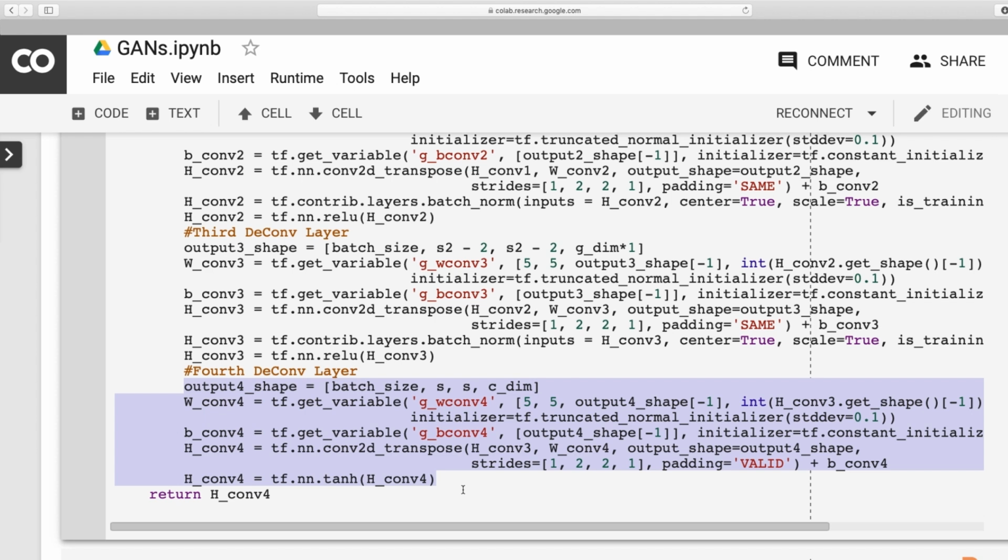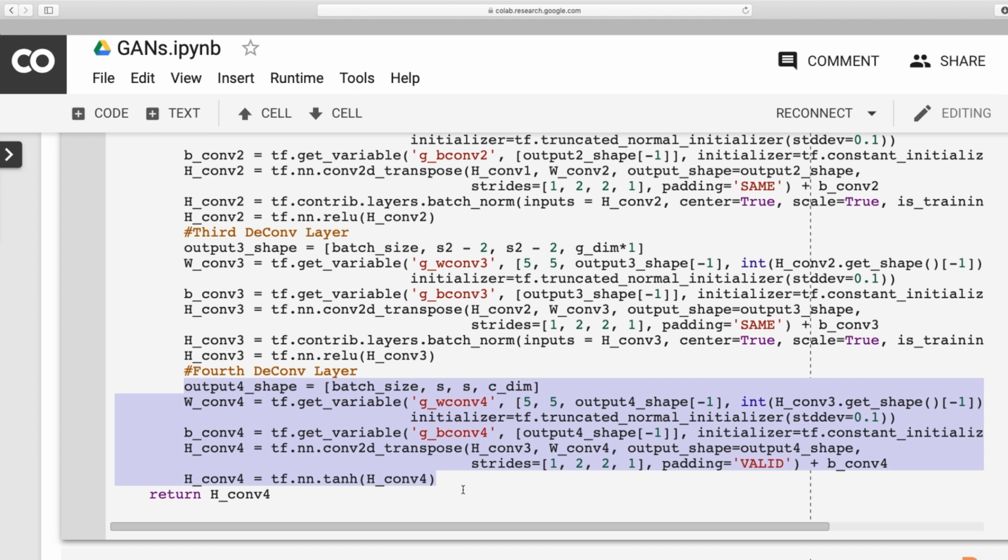The output size of this last layer would be batch size times 28 times 28 times 1, which is equal to the size of the image that we have in the training set, because remember we were looking for images of size 28 times 28.